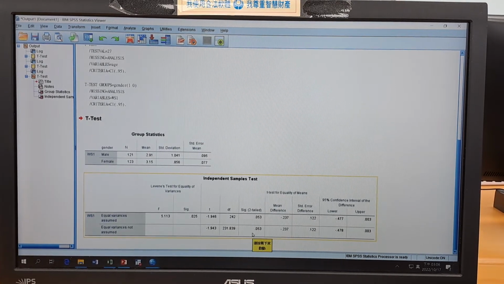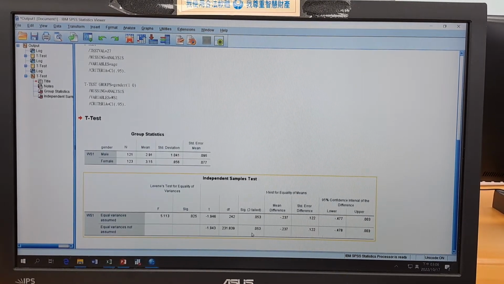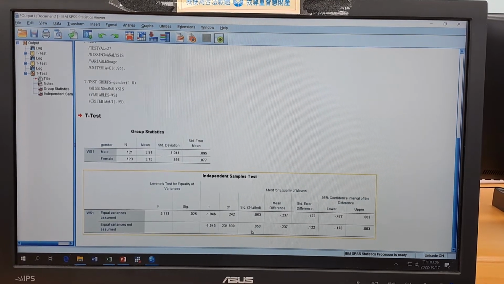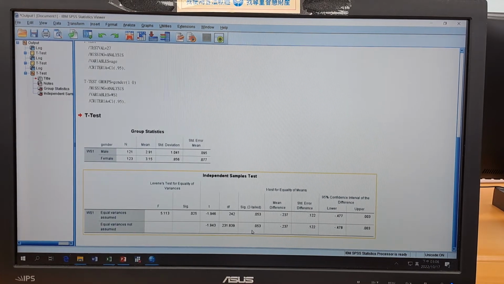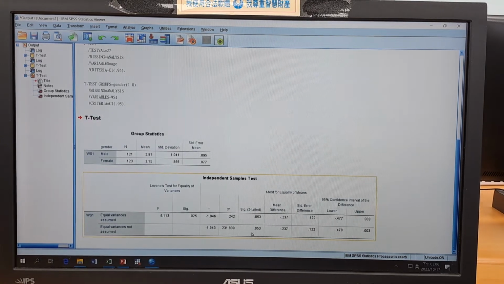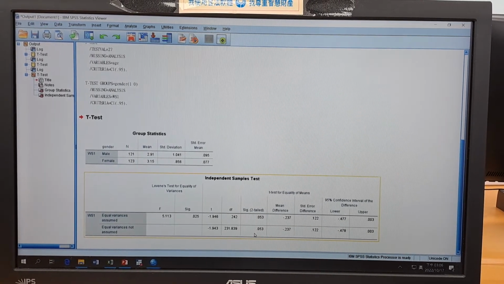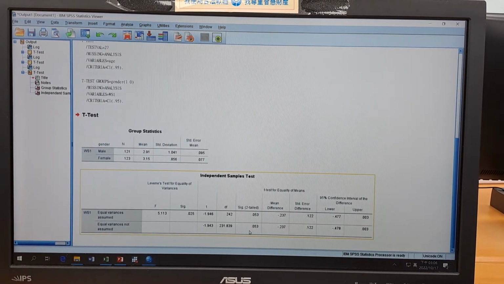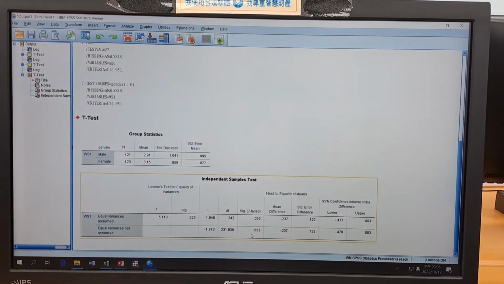Let's see this one. Read the second row. Please tell me according to the p-value, what is the number of the p-value? 0.053. So we round to two decimals, so the number should be 0.05. According to this one, is this test significant or not? Significant, right? Because it's just reaching the number 0.05.